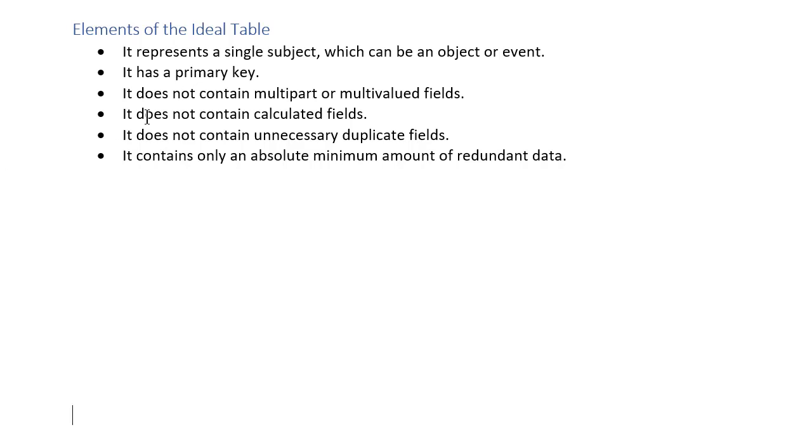All right, so another ideal thing to have for a good table is it doesn't have unnecessary duplicated fields, and it contains only the absolute minimum amount of redundant data. Redundant data, you see that when we have our links from a primary key to a foreign key. Well, that data is repeated in our database, but it's at a minimum.